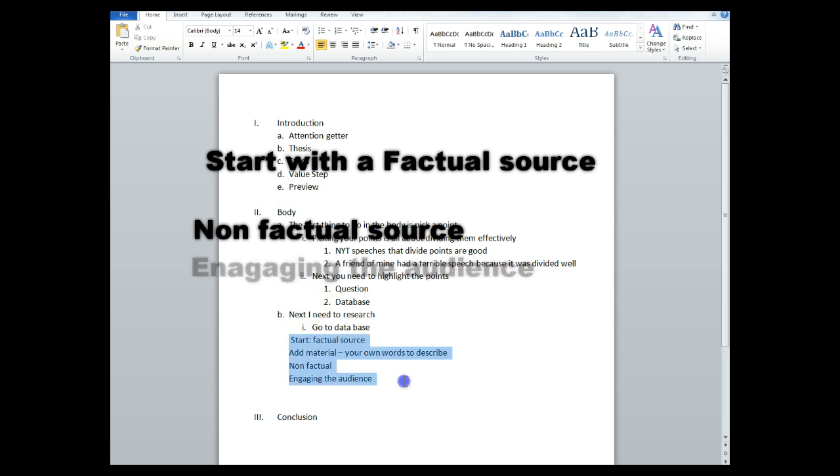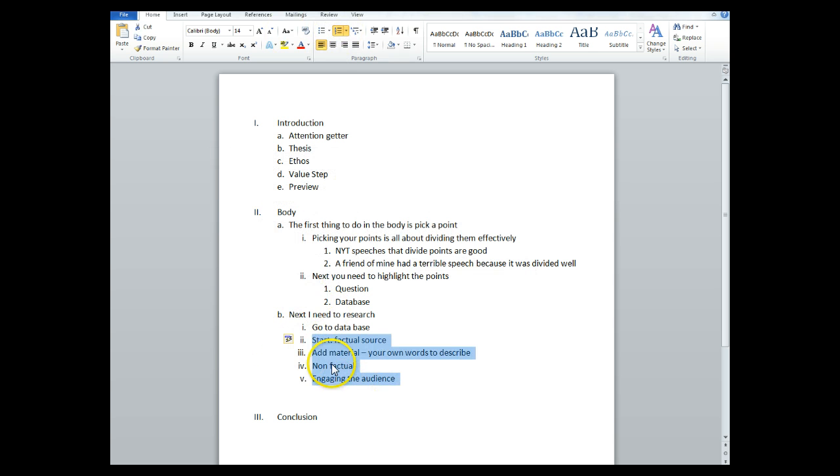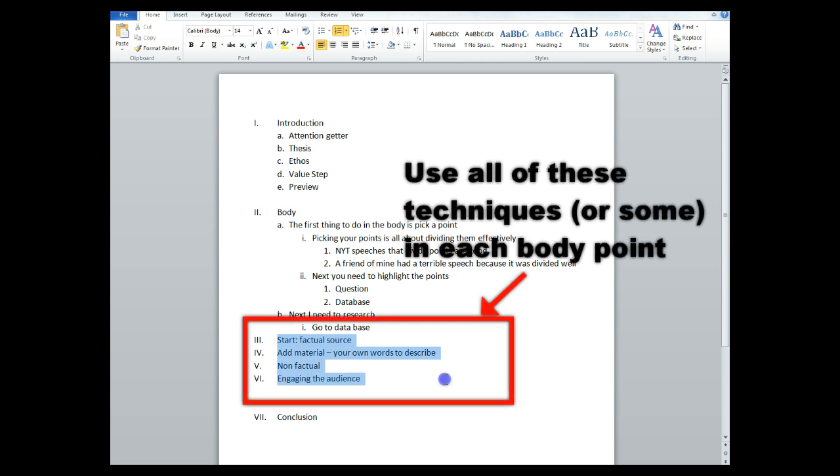So the goal for the outline is, in each point, you probably want to do these things over here. These would be the goals for the outline: factual, describe it, non-factual, engaging. You don't have to do that in that order, but that's kind of what you want to be doing in each point to really develop what you have.